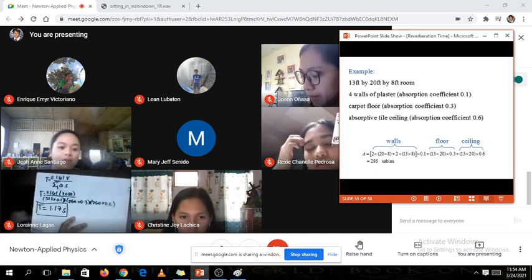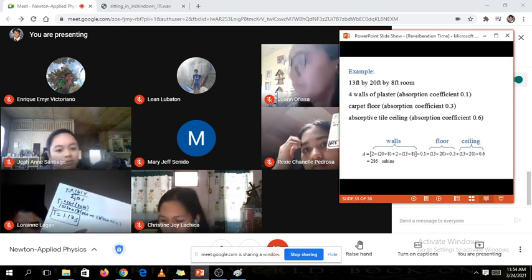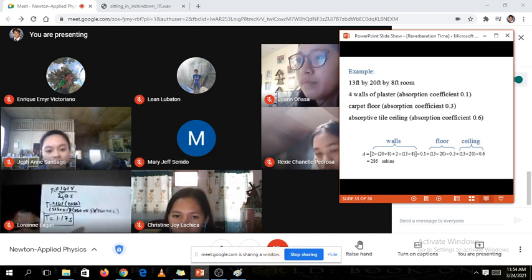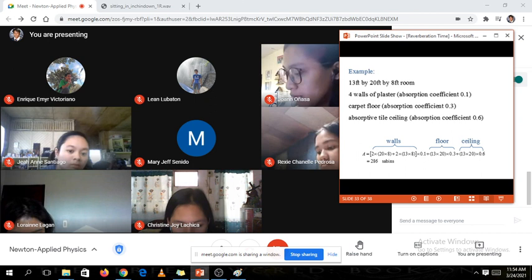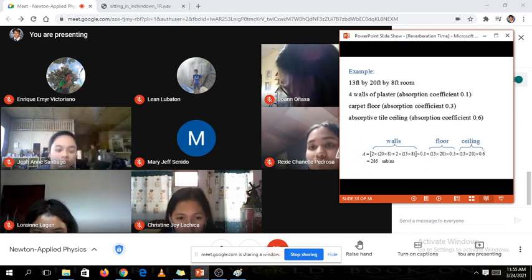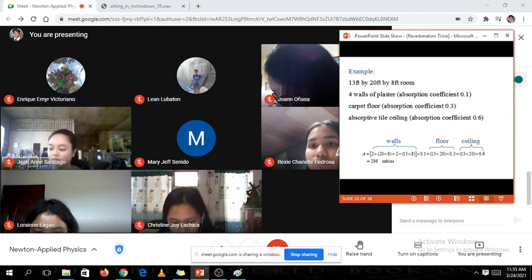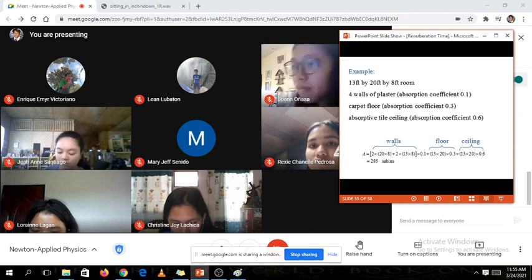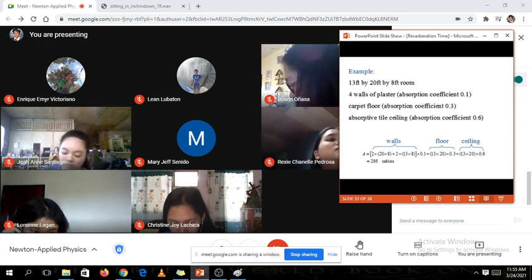Then, the floor is a different material, so the floor is 13 feet by 20 feet. Only one, correct? Times 0.3. And the ceiling, of course, has the same measurement as the floor. So, 13 by 20 feet. Then, multiply it by 0.6. You get a total of 286 sabins. That is the total absorption coefficient of all the surfaces of your room.